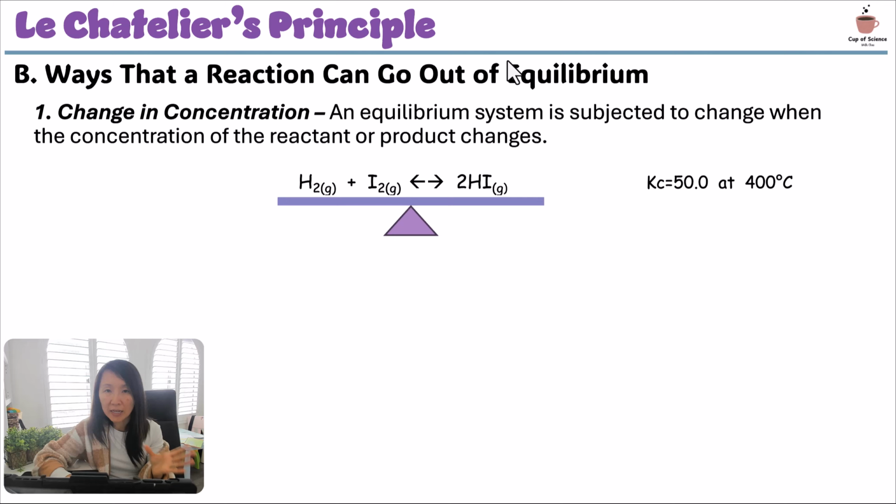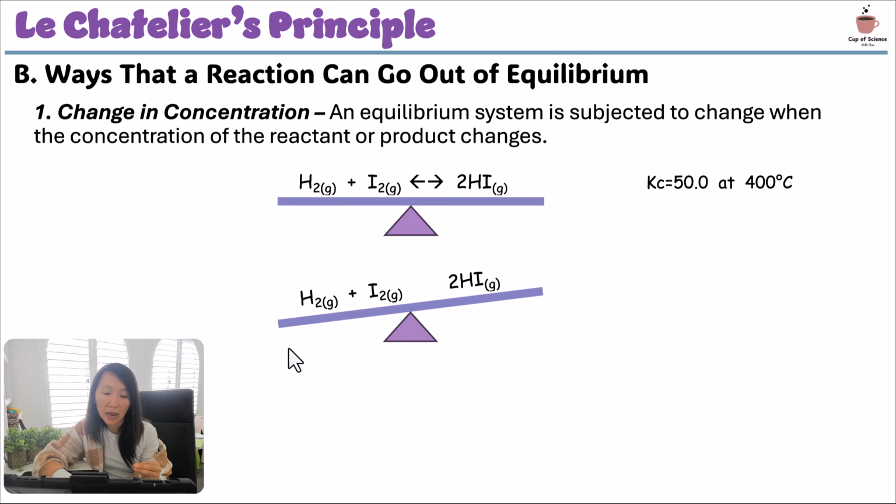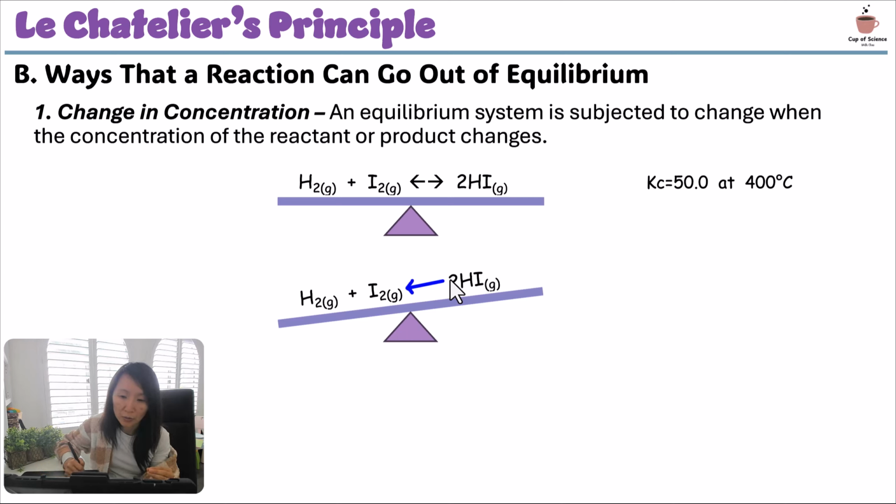And the very first one is the change in the concentration. So say you have hydrogen and iodine forming into hydrogen iodide, and this also has the ability to go in the reverse direction. And right now it's at equilibrium. The Kc has a value of 50 at 400 degrees Celsius. Now, what will happen if I change the concentration of the reactant? Say I add in more of the reactant. What's going to happen? It's going to go into the reverse. Oh, I'm sorry. It's going to want to go in the forward direction.